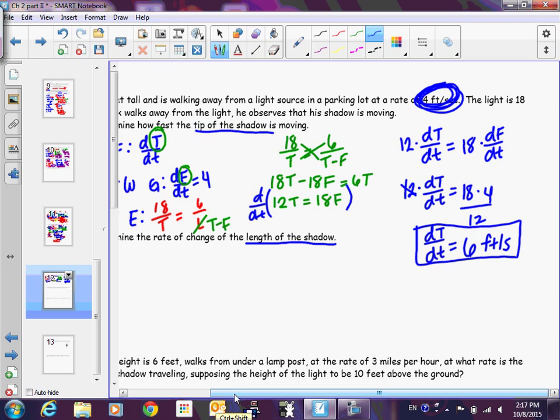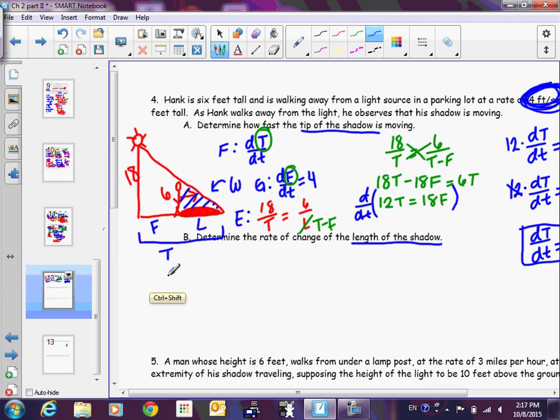Okay, so let's use the same context of this problem, but then do it for part B. So what are they asking us to find in part B? Yeah, dL over dt, the length of the shadow. And this is why I use F, L, and T. You can really use any letters you want as long as you know what they stand for.